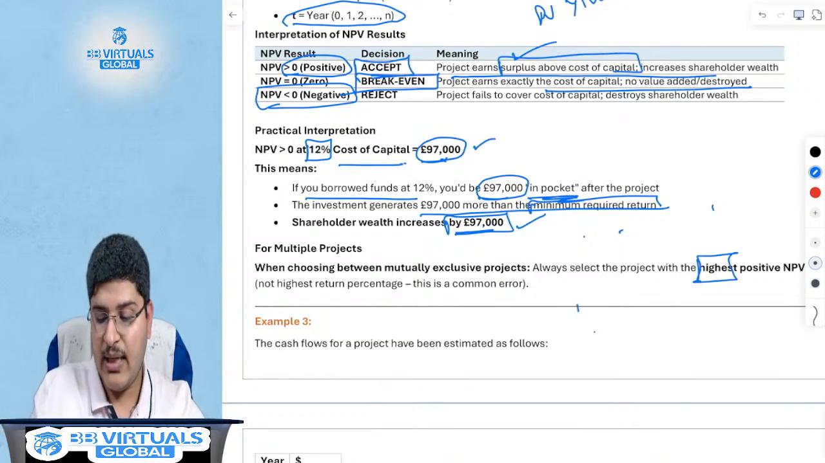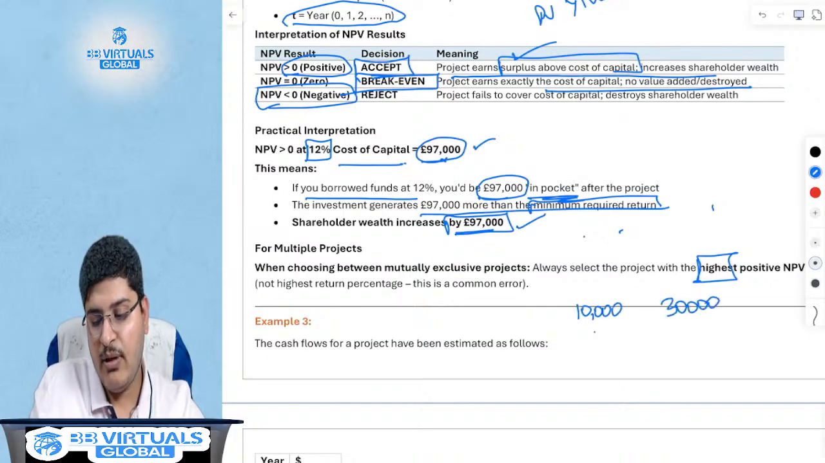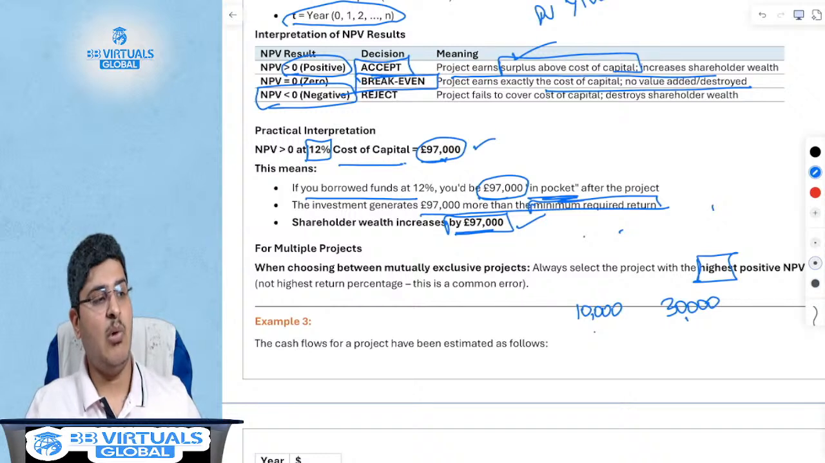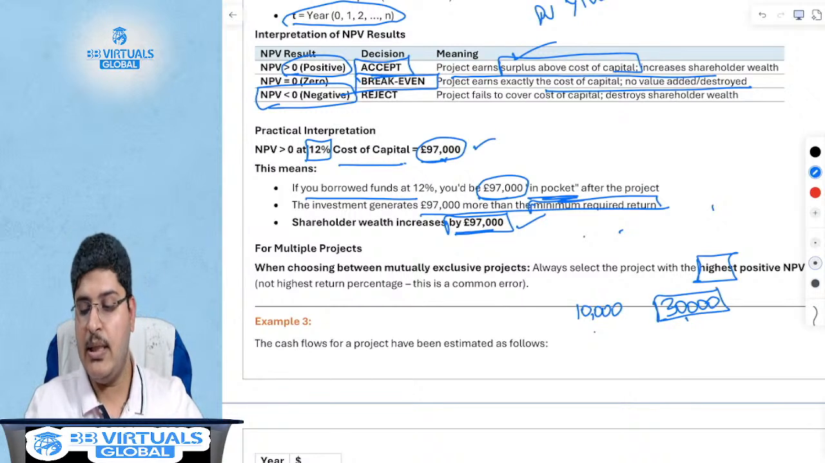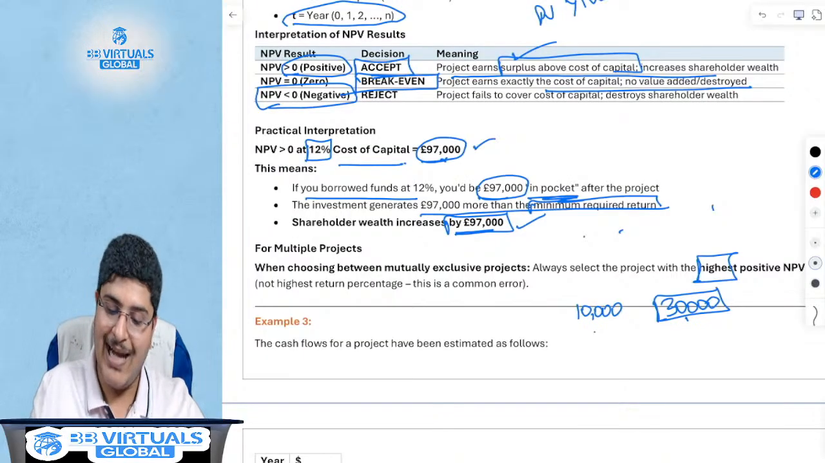Let's say one project has a 10,000 positive NPV, another project has a 30,000 positive NPV. What makes you more money? Of course, 30,000 rupees is higher, and hence you will choose that project. Actually, not the highest return percentage.